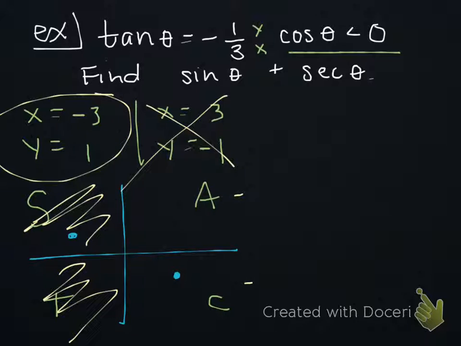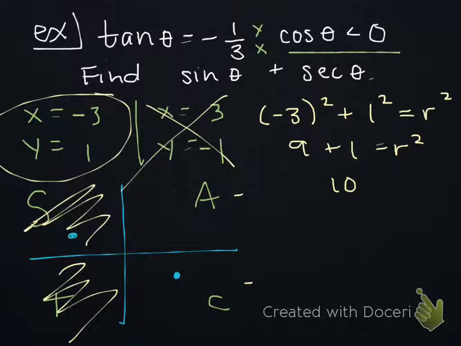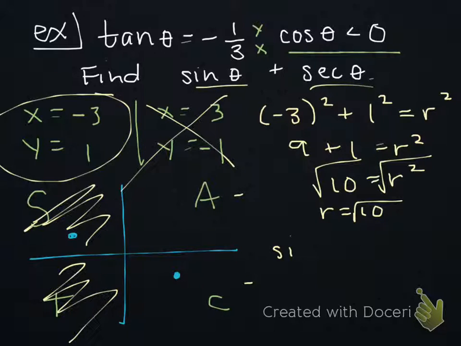Now we find our r value. So I have negative 3 squared plus 1 squared equals r squared. So 9 plus 1, so 10 equals r squared. Square root both sides, r is square root of 10. And now we set up our two functions. So sine of theta is y over r. So I have 1 over root 10. After rationalizing, we get root 10 over 10.